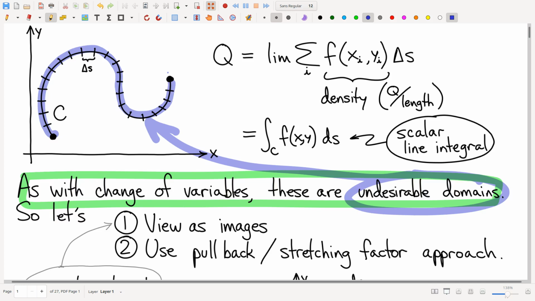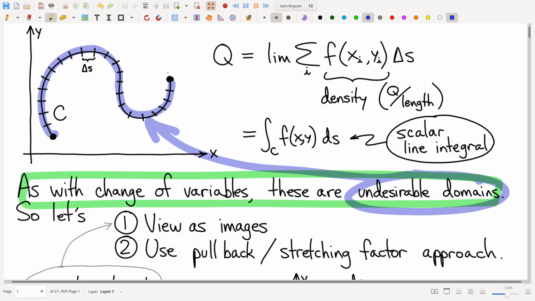Change of variables. That was a different kind of undesirable. What did I not like about domains when I was doing change of variables? I don't like the corners. I don't like that the curves that describe the boundaries might be ugly or something like that. So, undesirable in different ways. These domains here are undesirable because they're the wrong dimension, for crying out loud. And that's really kind of killing us.